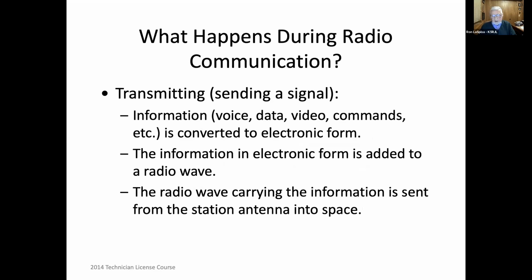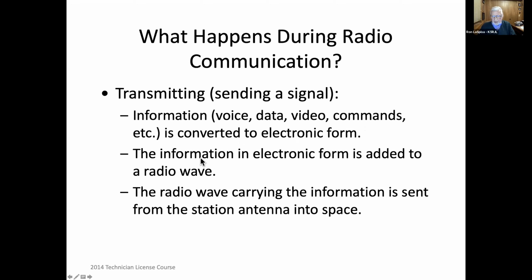Okay, now what happens when we have a radio communicating? Well, if we're transmitting, then we're taking information, either your voice or data in the form of a computer program or TV or commands to a military installation or something like that. And we convert that to electronic form. We convert that to the electrons that are moving back and forth in the circuits in the radio.